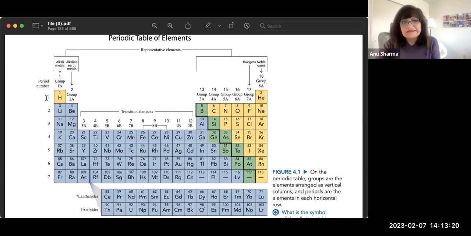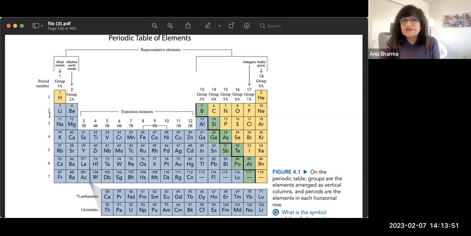Next are these period numbers 1, 2, 3, 4, 5. There is a reason why they are arranged this way. These also represent the energy level. We will cover that later, but the energy levels are basically the arrangement of the electrons in the shells. So if there is only one energy level, those atoms are placed in the first period.